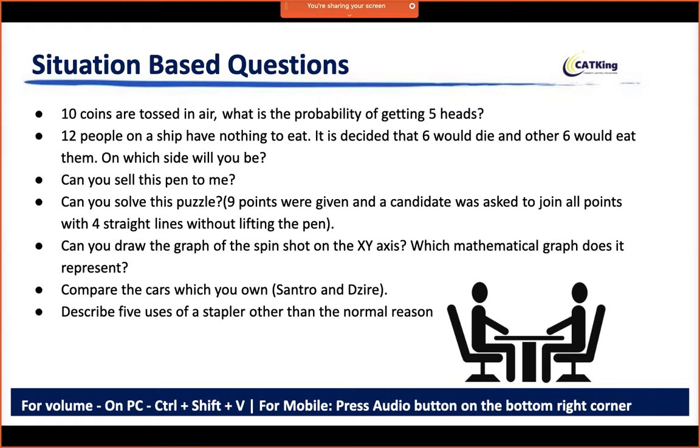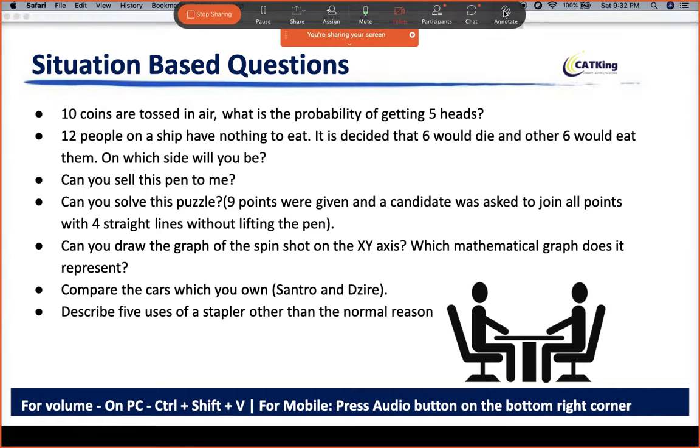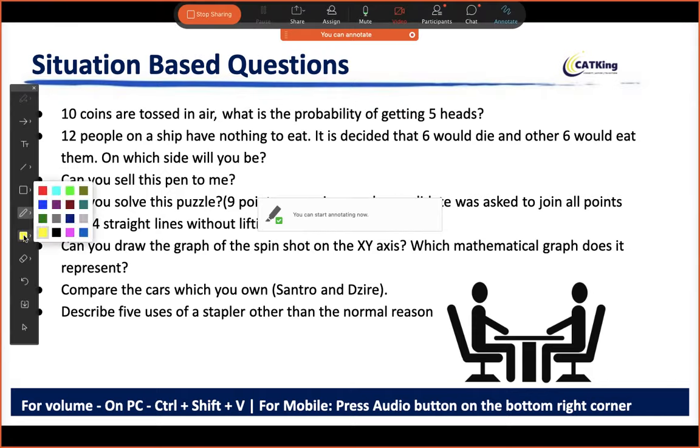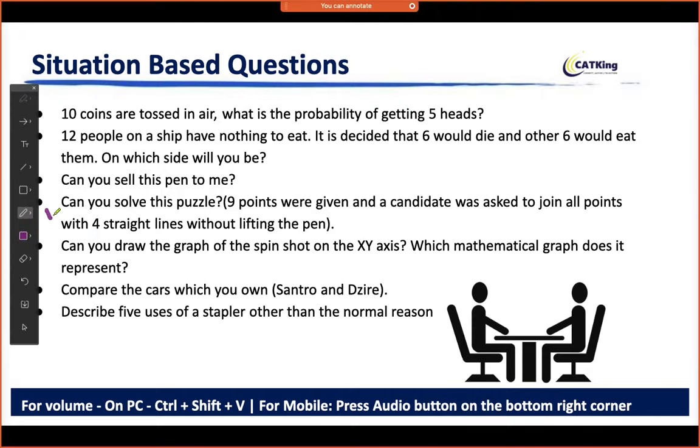The same way, we can also look at questions where we are testing your analytical thinking, like solving a puzzle, where you are given different points and asked to join all the points with a straight line without lifting the pen. Again, testing your analytical thinking.